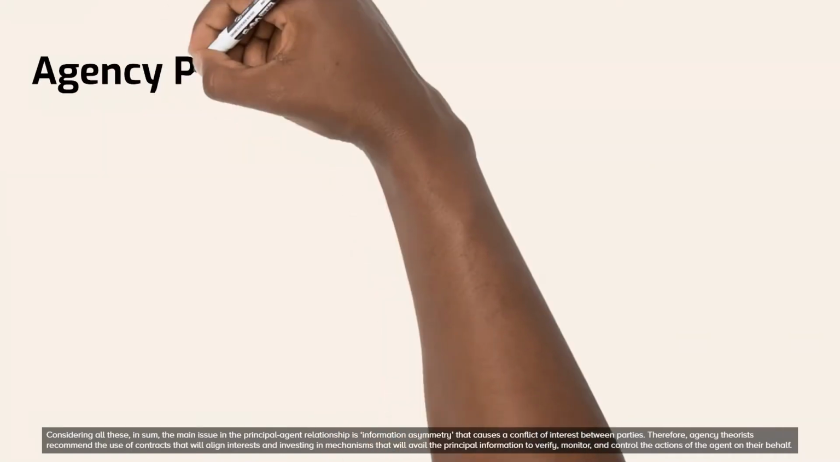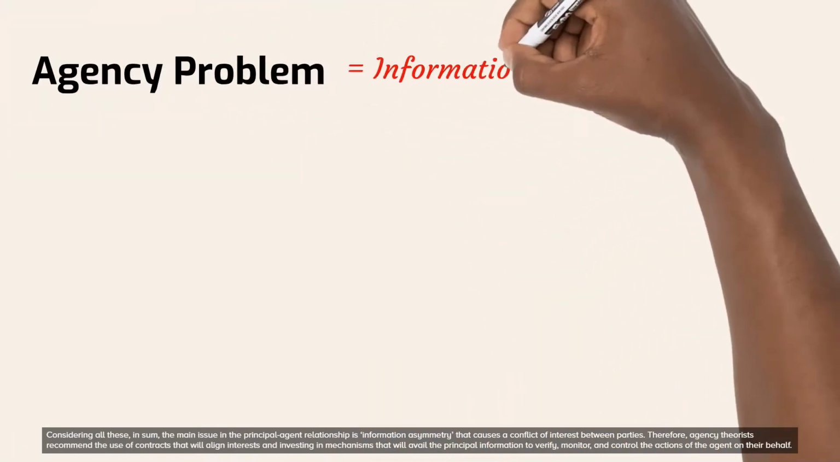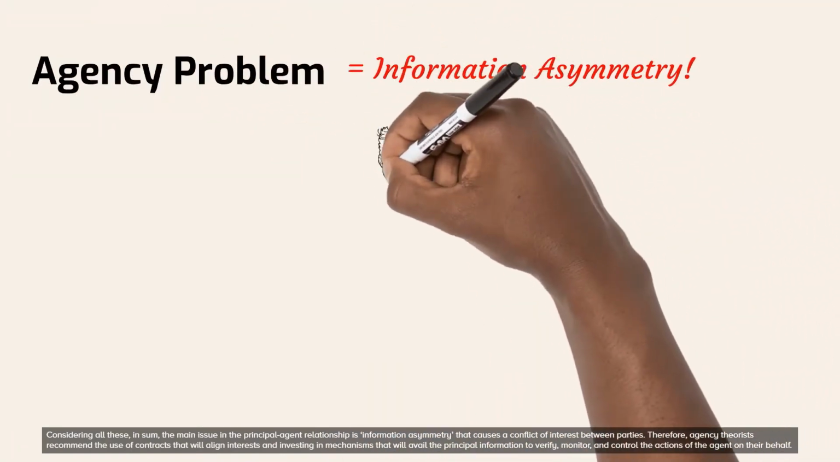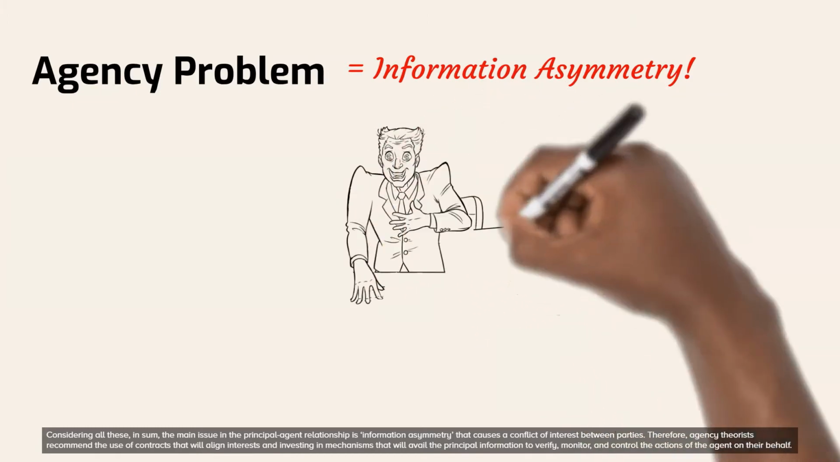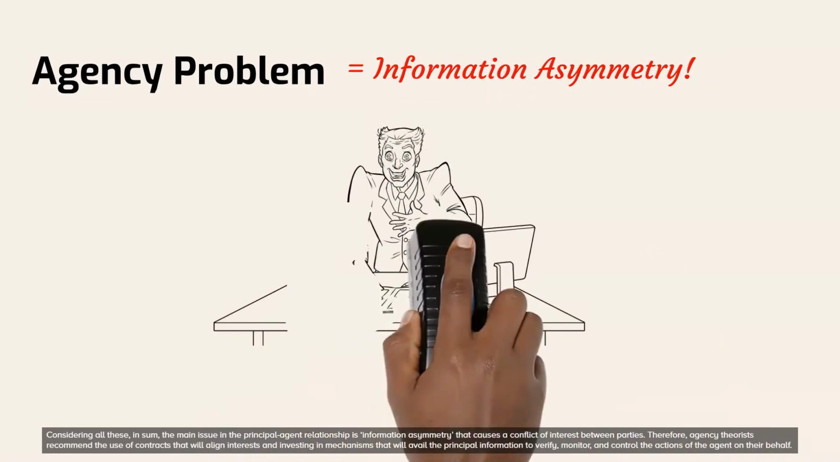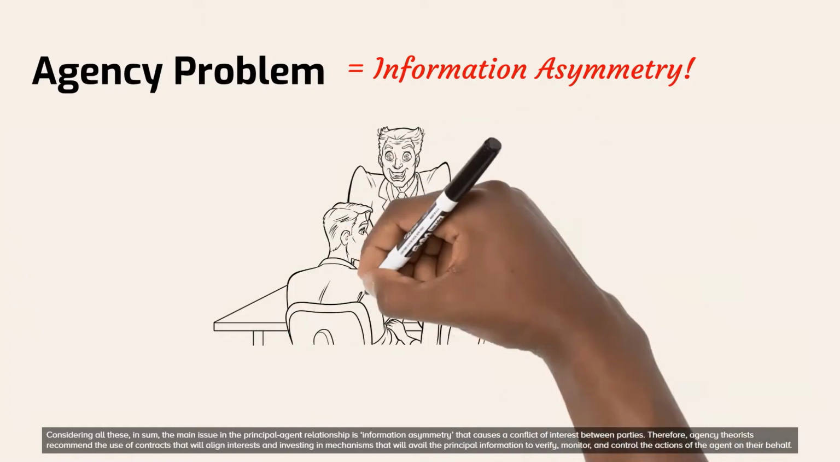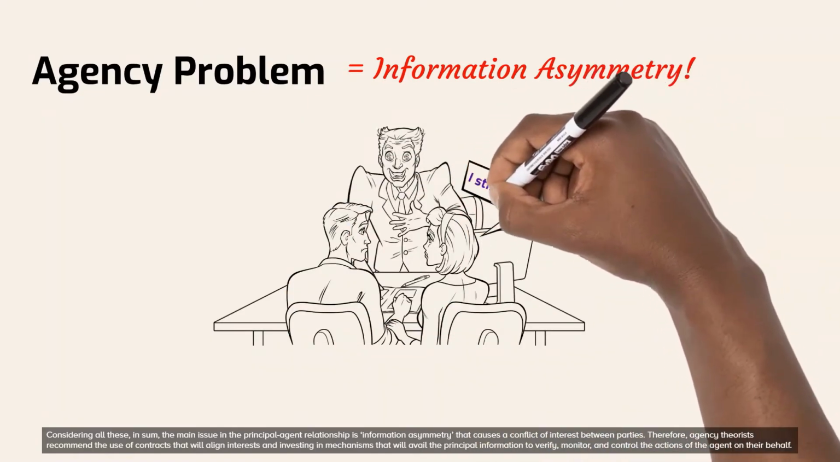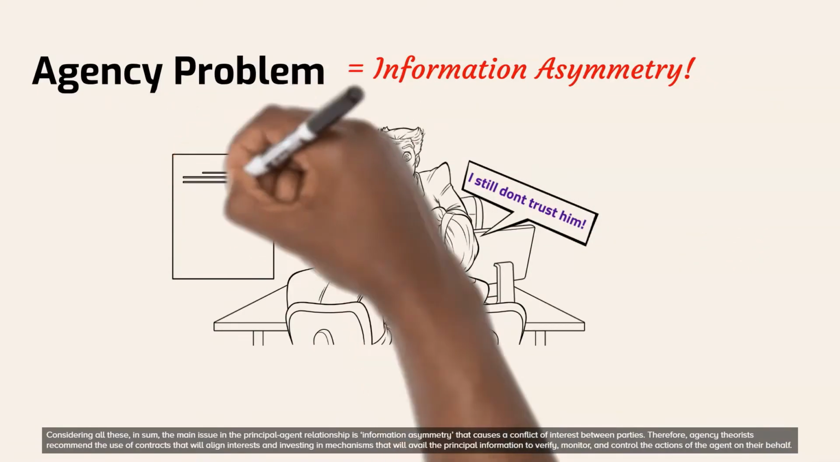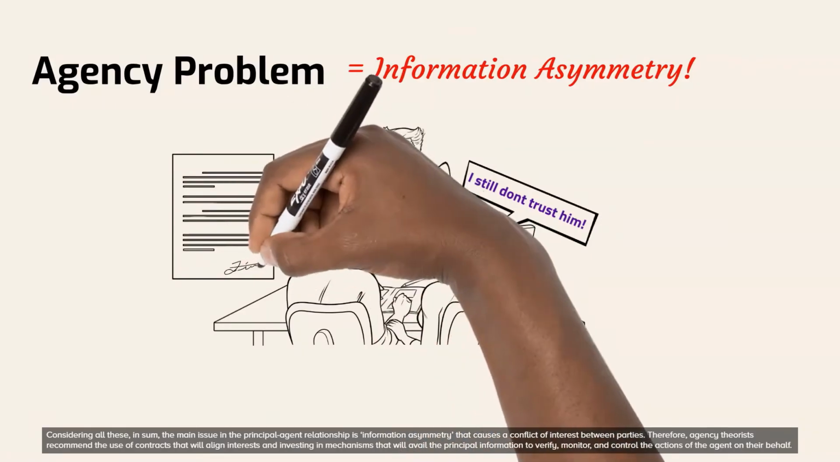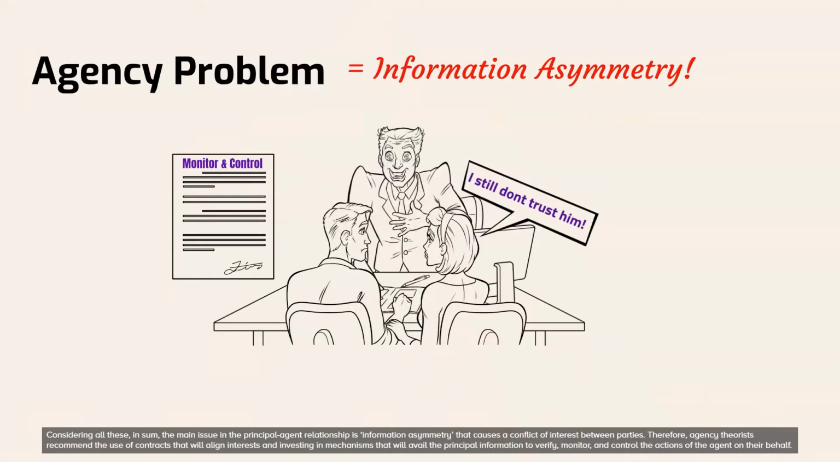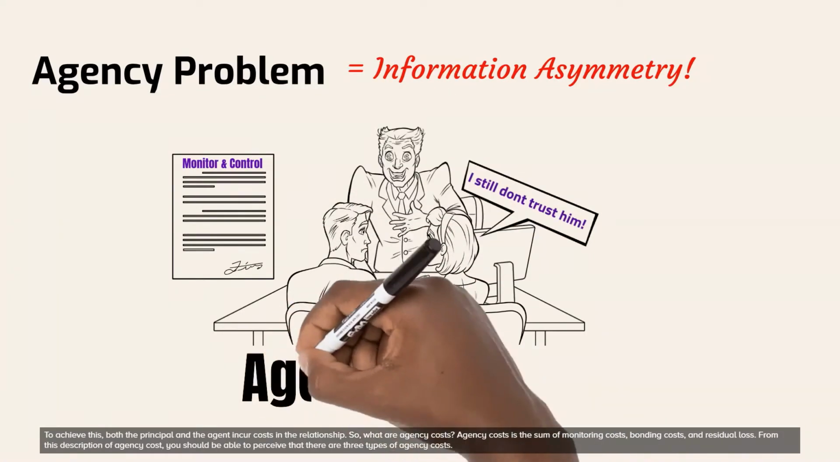Considering all these, in sum, the main issue in the principal-agent relationship is information asymmetry that causes a conflict of interest between parties. Therefore, agency theorists recommend the use of contracts that will align interests and investing in mechanisms that will avail the principal information to verify, monitor, and control the actions of the agent on their behalf. To achieve this, both the principal and the agent incur costs in the relationship.